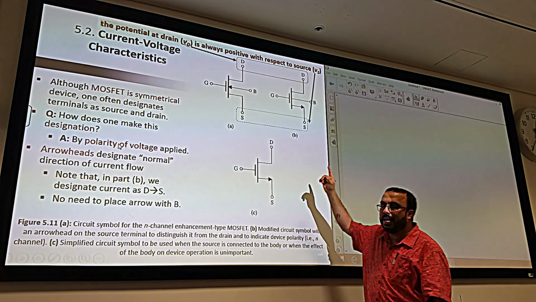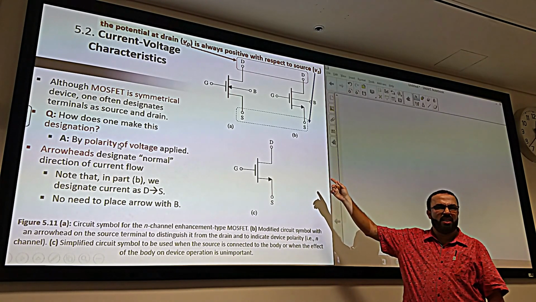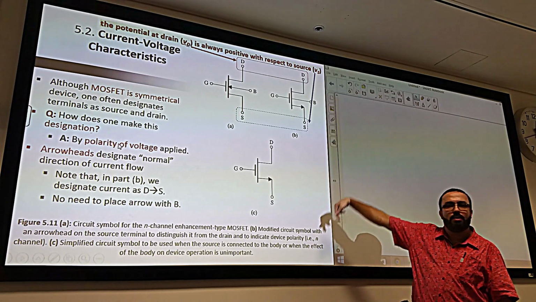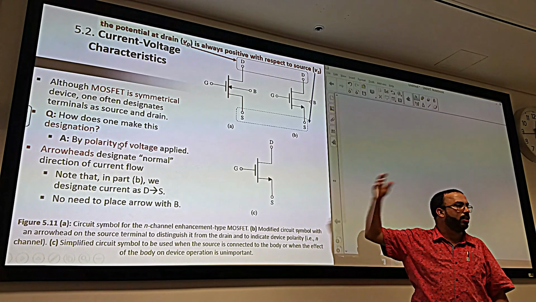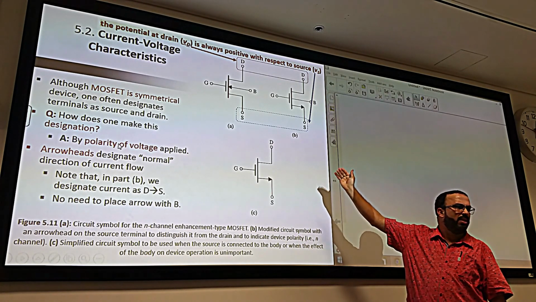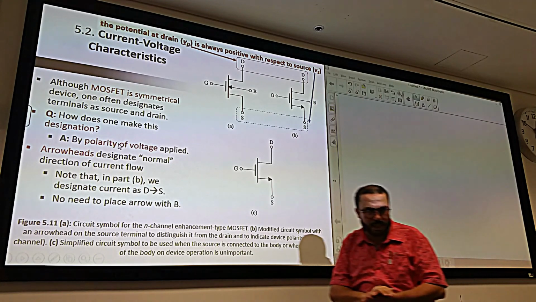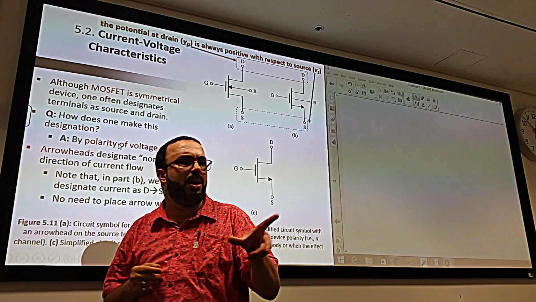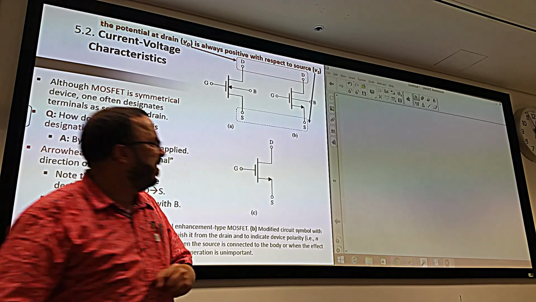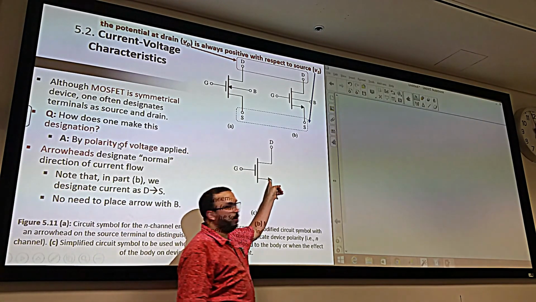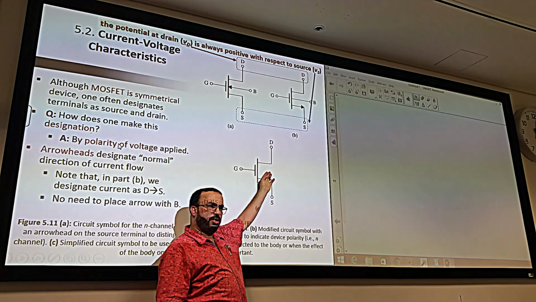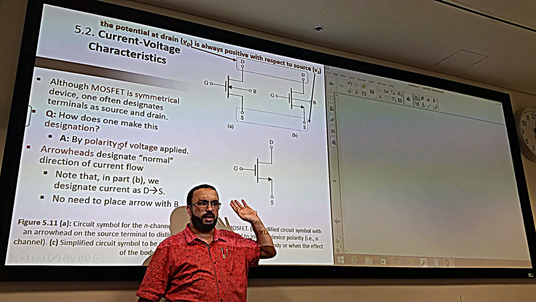The drain is always higher in voltage than the source. Why? Because the current goes from the drain to the source. And always the current goes from where to where? From high voltage to low. You understand now? So this is how we know which one is the drain and which one is the source, even if we don't know where the arrow is. So let's say I don't show you the arrow, or you don't see the arrow.